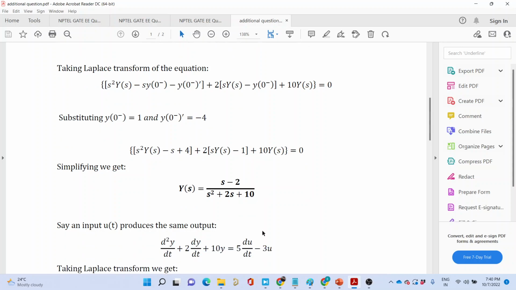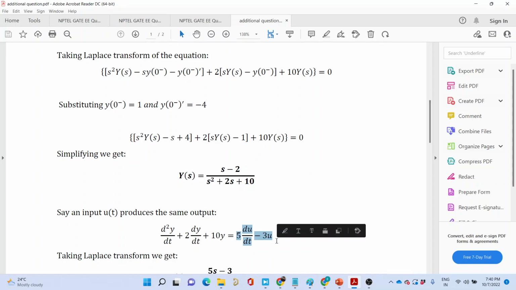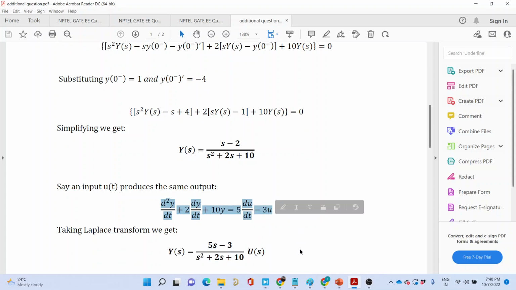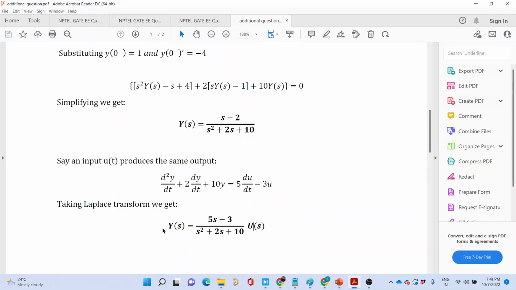Okay. So now the input is not equated to 0. What we are going to do is find Y(s) from this equation. How to do that? Again, simple, as there are no initial conditions over here. So s square plus 2s plus 10 would be the Laplace transform of this portion. So Y(s) becomes 5s minus 3, that is the Laplace transform of this part, divided by s square plus 2s plus 10. Okay. So this is how you get Y(s).